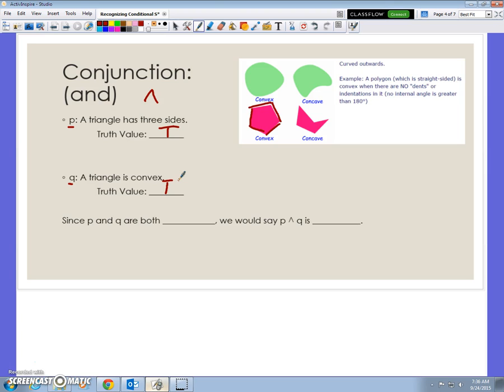Now, since in this case both of our statements are true, since p and q are both true, we say p and q is also true. So to be a conjunction and be true, both of the statements must be true at the same time. If p was true and q was false, p and q would also be false because both would have to be true. And that sounds confusing. Well, we're going to practice, don't worry.